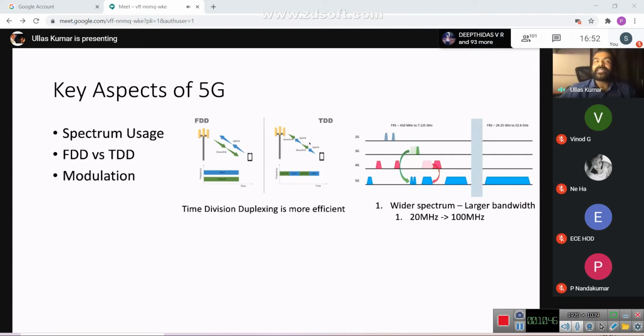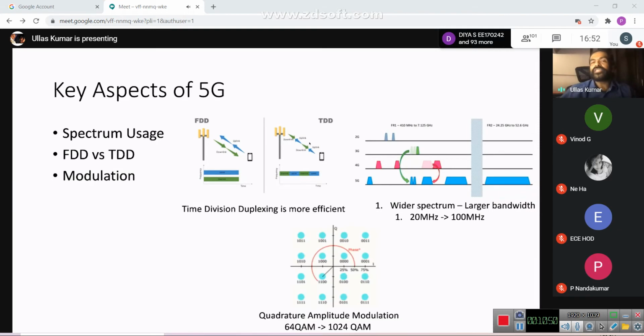The third aspect is the modulation capability. So up to 4G, we talked about, okay, if you know wireless communication, most of the technologies use something called quadrature amplitude modulation.